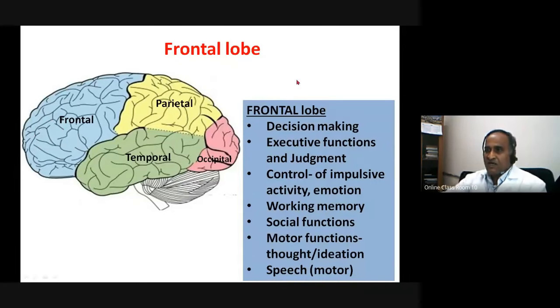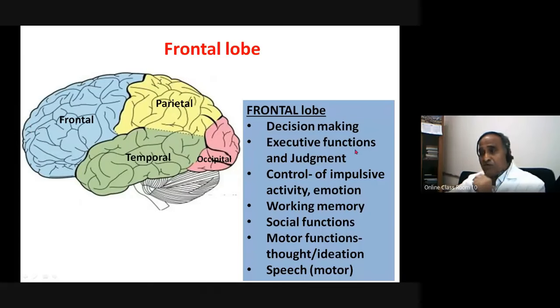This frontal cortex, or the frontal lobe, is for decision making. All the decisions we make in our life come from the frontal lobe. Whether to attend the class or not, what the benefits of attending a class are, or what the benefits of doing a particular job are, this is decision making. So that is the frontal lobe.